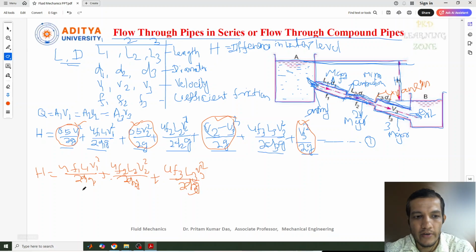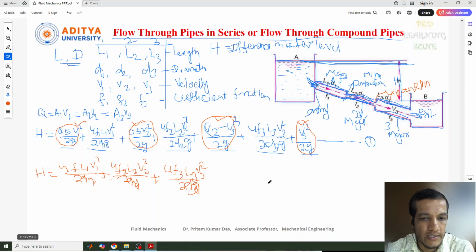Now at this point you can see our lengths may be different, so length we cannot keep the same. Even velocity will be different based on the diameter. If diameters are different, then our velocity will also be different. So we cannot keep the velocity and length both the same. So length gone, velocity gone, diameter gone. Remaining is g, which is constant, and f.